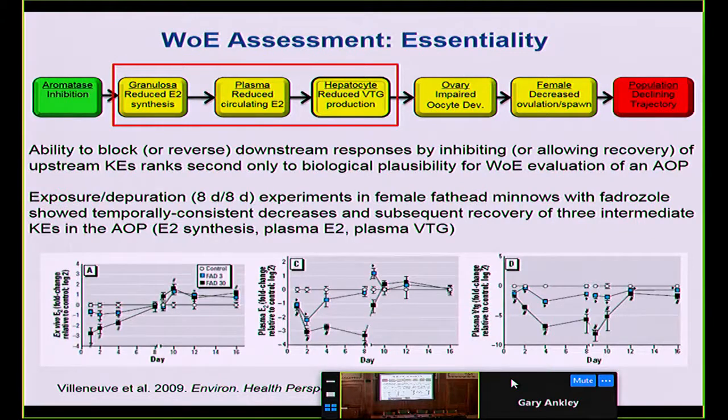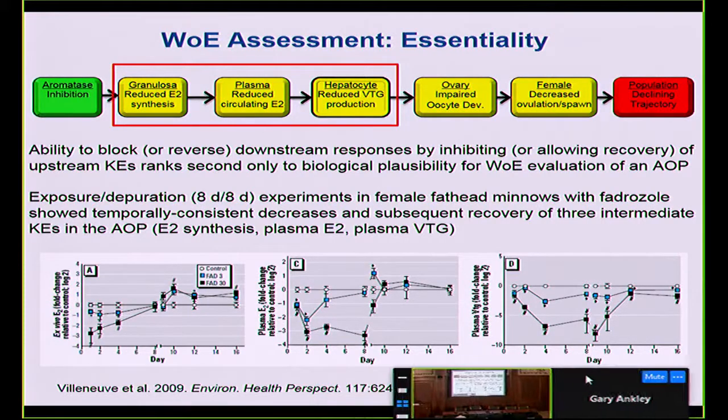The final criterion is that of essentiality. And as I mentioned earlier, this is important, second only to plausibility in terms of establishing causality across this pathway-based approach. And again, what we're looking at here is to determine whether or not blocking or reversing a downstream response can be done by inhibiting or allowing recovery of an upstream response.